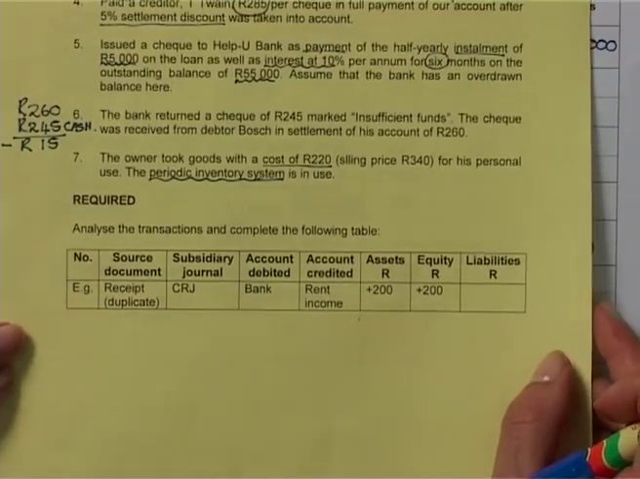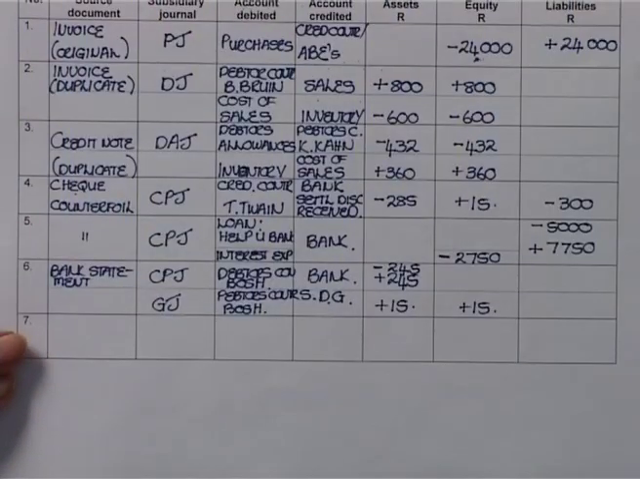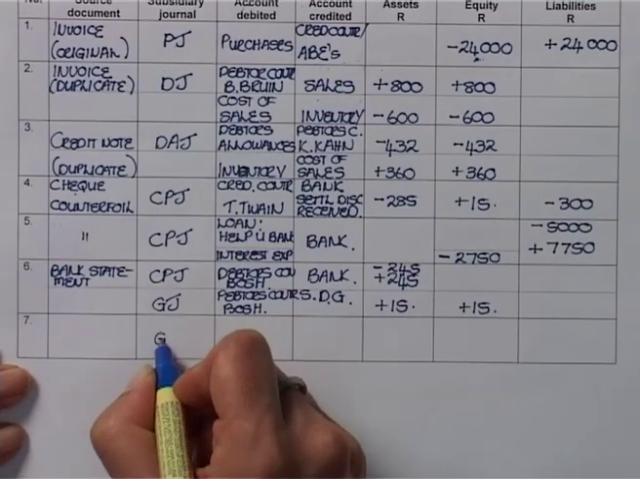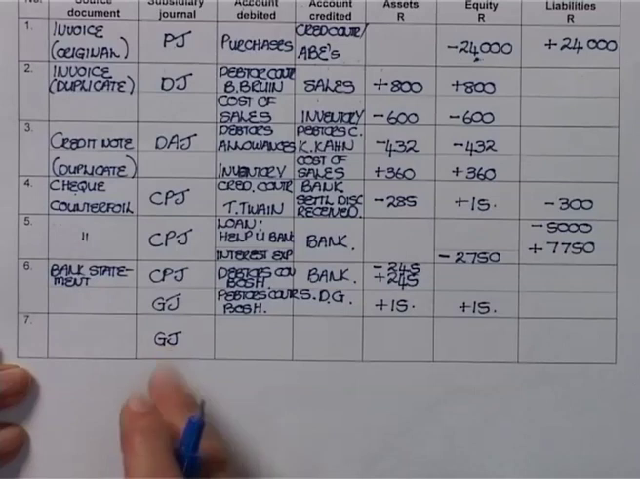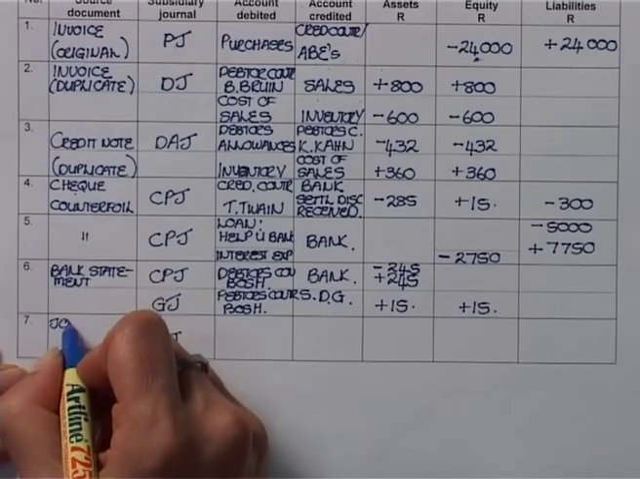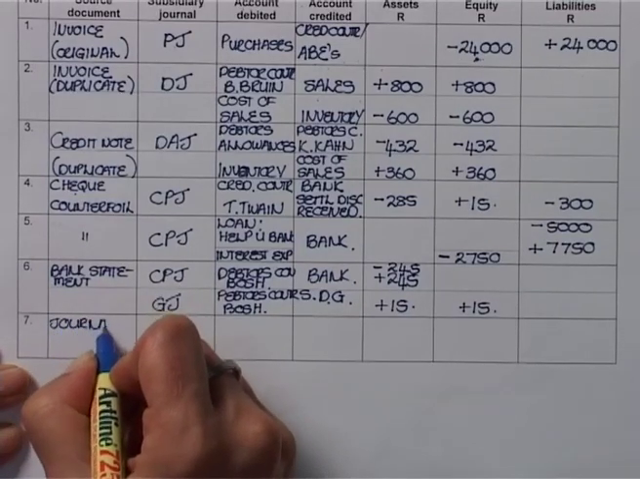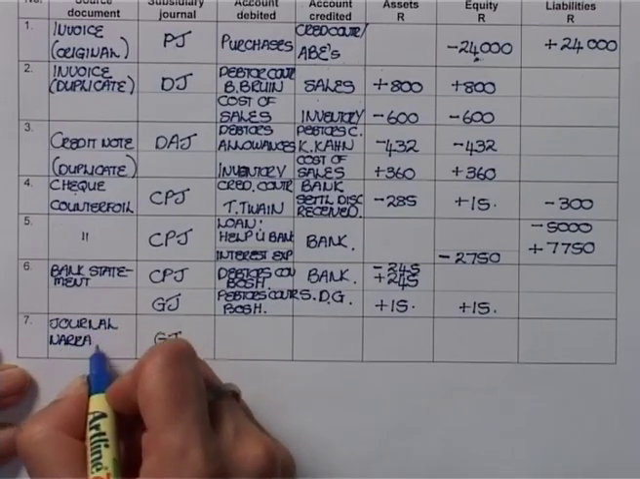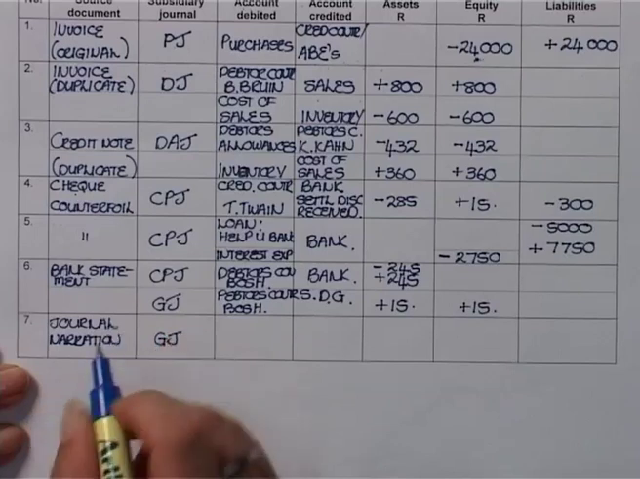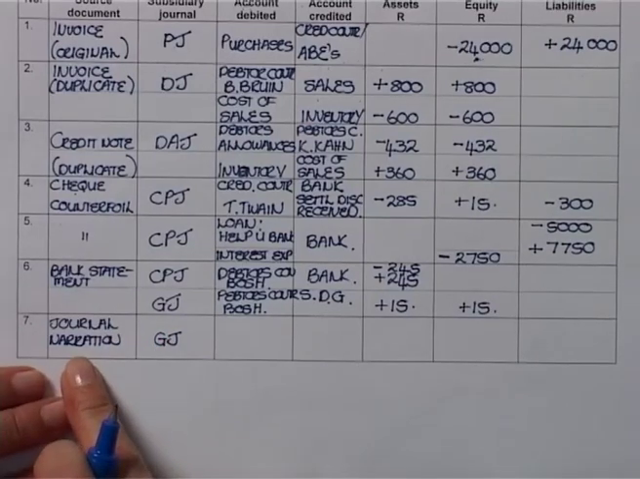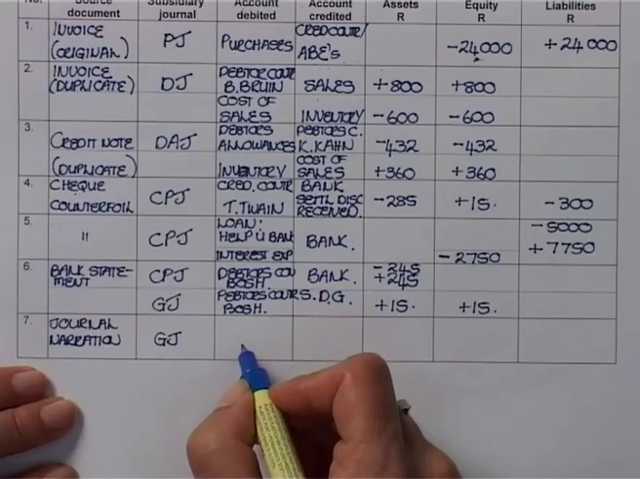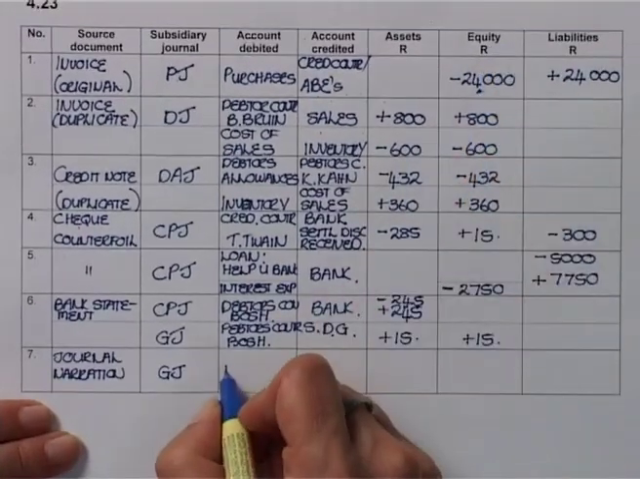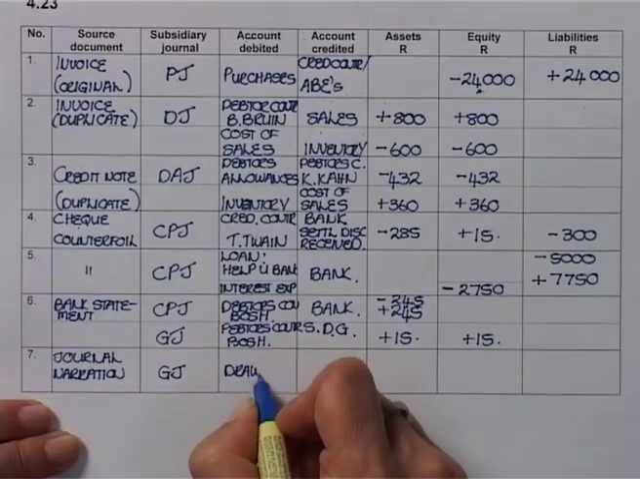If we just have a look at the source document quickly, the owner took the goods, and that will be entered in the general journal. The source document for the general journal will be our journal narration. That's a description of the transaction so that you can go back if you need to. The owner took goods, therefore the equity will have to decrease on the debit side. So we're going to debit the drawings account of the owner.